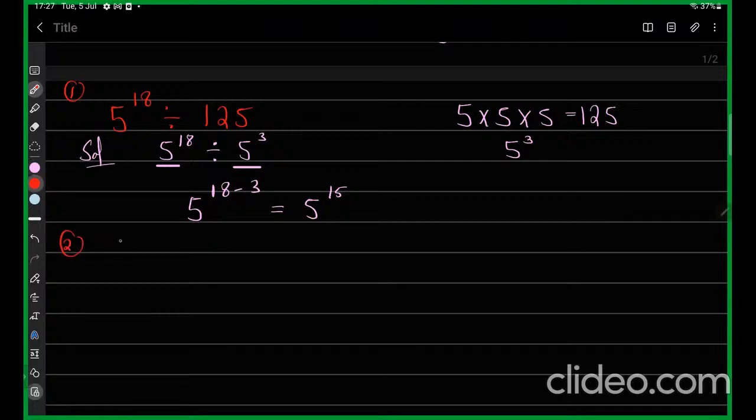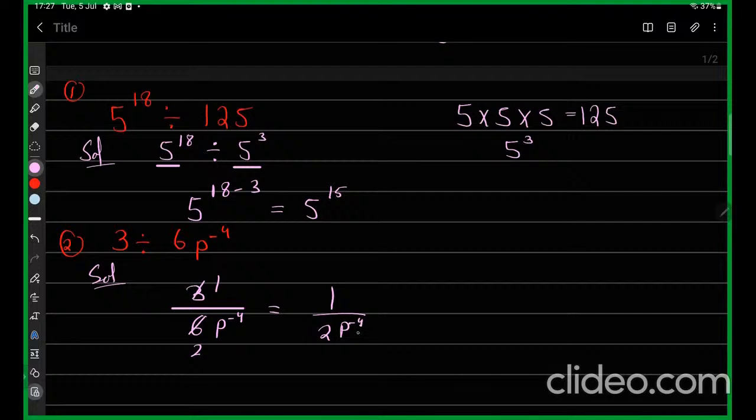The second question says we have to again simplify 3 divided by 6 multiplied by p power minus 4. This is what the examiner wants. I can cancel 3 and 6. It's 1 times and it's 2 times. Now I have 1 divided by 2 multiplied by p power minus 4. I need to simplify, so I'll just take this to the numerator so I have p with the positive power, and I would be able to write it as p power positive 4 divided by 2. This is going to be the answer.